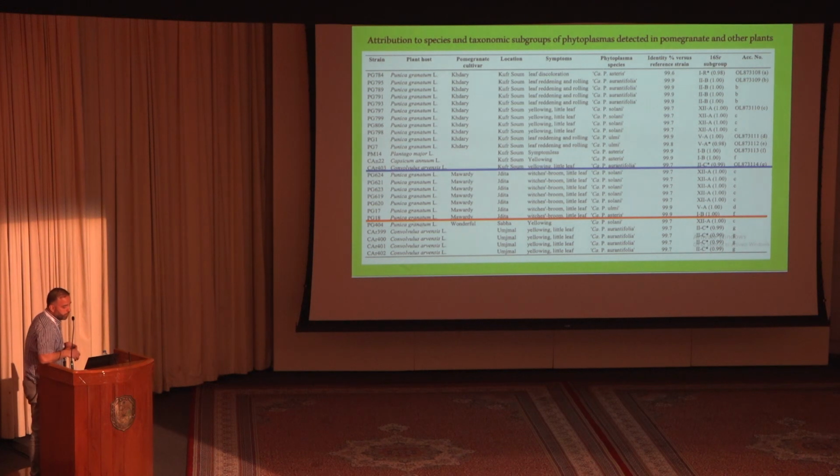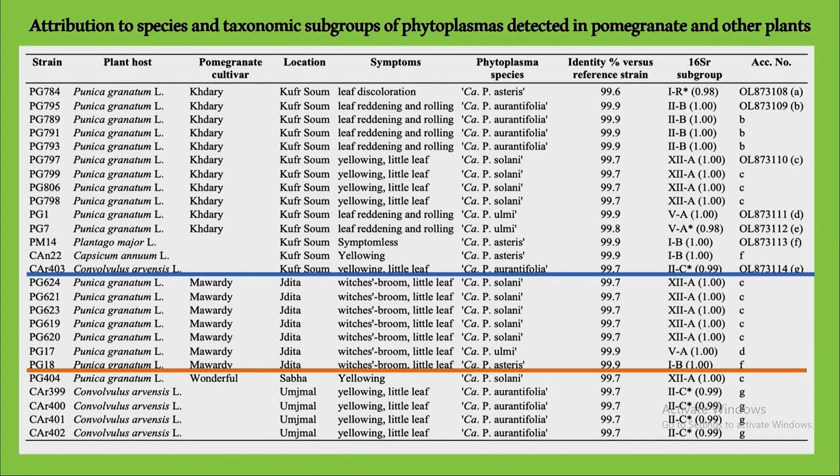With pomegranate in the first traditional area, we detected 4 Candidatus phytoplasma species, including Astris, Aurantifolia, Solani, and Ulmi. And in the other area, we have Solani, Ulmi, and Astris, and in the desert, we have Solani. All the collected weeds or bindweeds were infected by Candidatus phytoplasma Aurantifolia, variant of subgroup C.